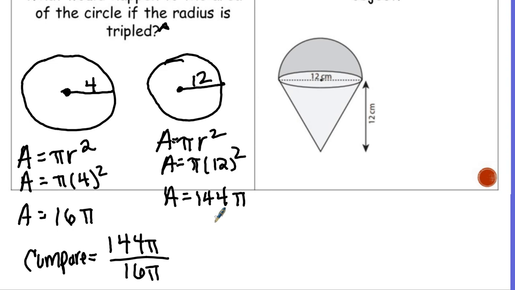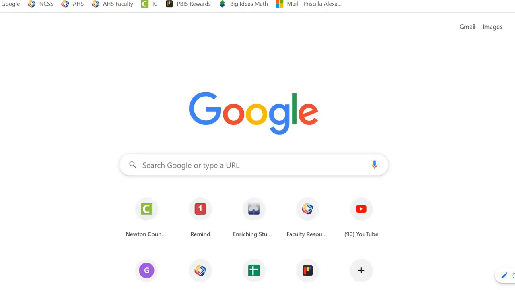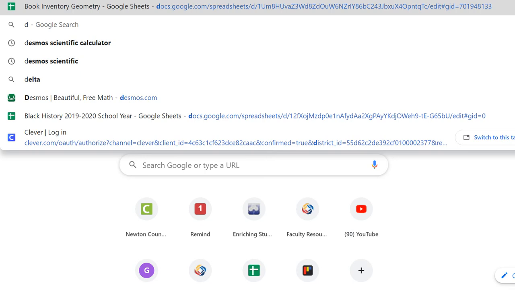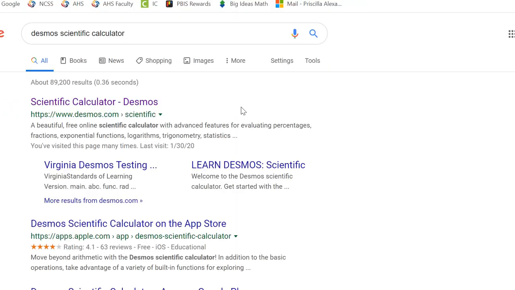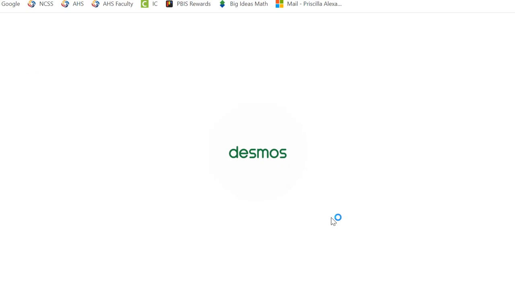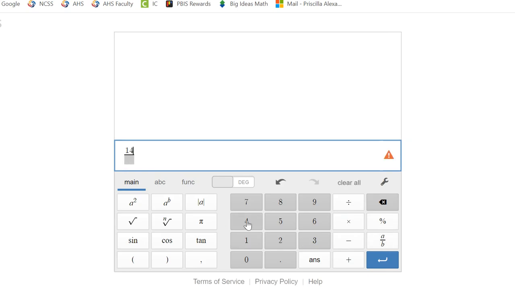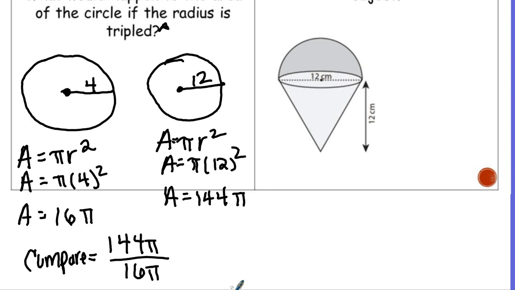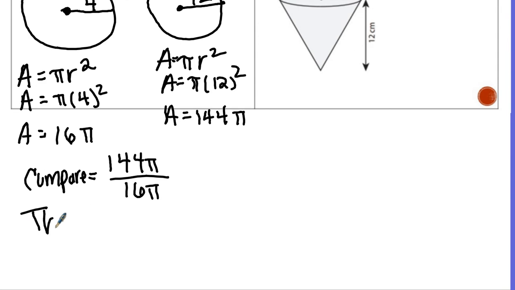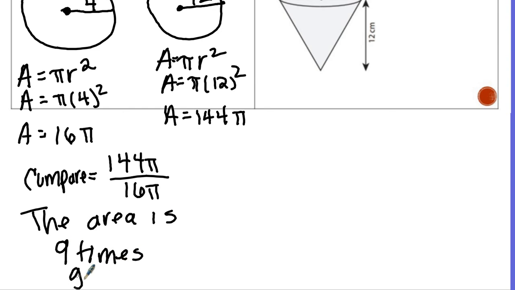So if you don't have your own graphing calculator at home, you can go to Desmos or you can use your mental math here. So you can go to Google and you can type in Desmos scientific calculator, and I've been there several times already. So here we go. And I'm going to push the fraction key, and I'm going to go 144 over 16. And that equals 9. So that means that the area is 9 times greater. The area is 9 times greater. And we're finished.